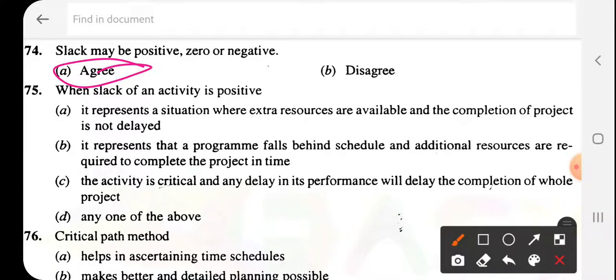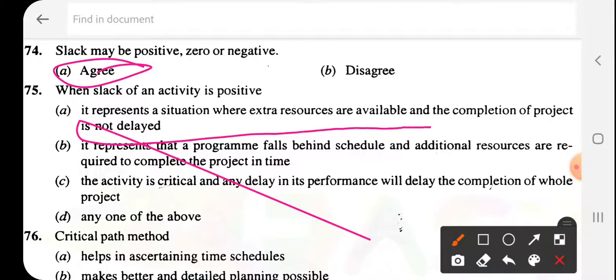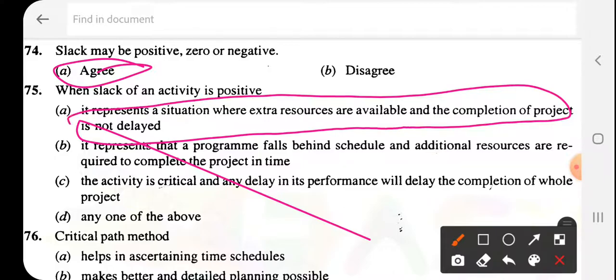Agree. The slack of an activity is positive. What is the meaning of this one? It represents a situation where the extra resources are available and completion of the project is not delayed, because extra means positive, you remember like that.